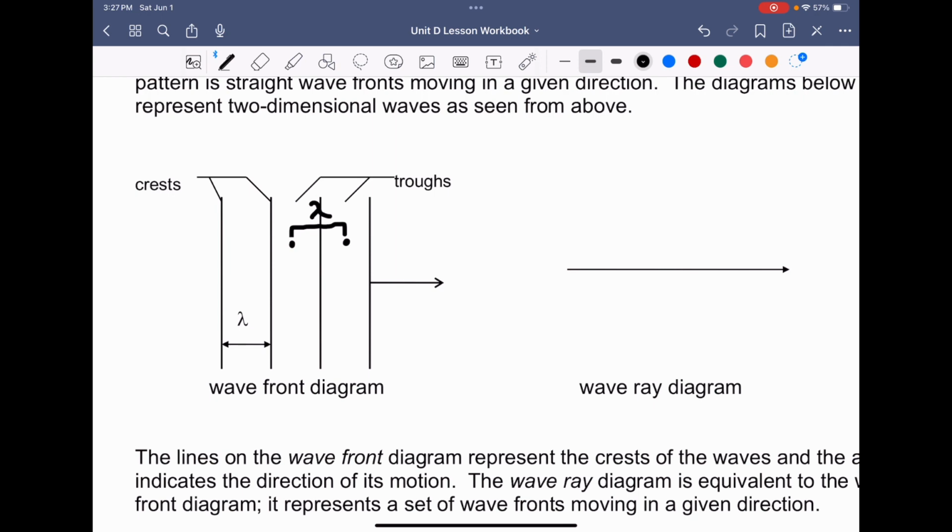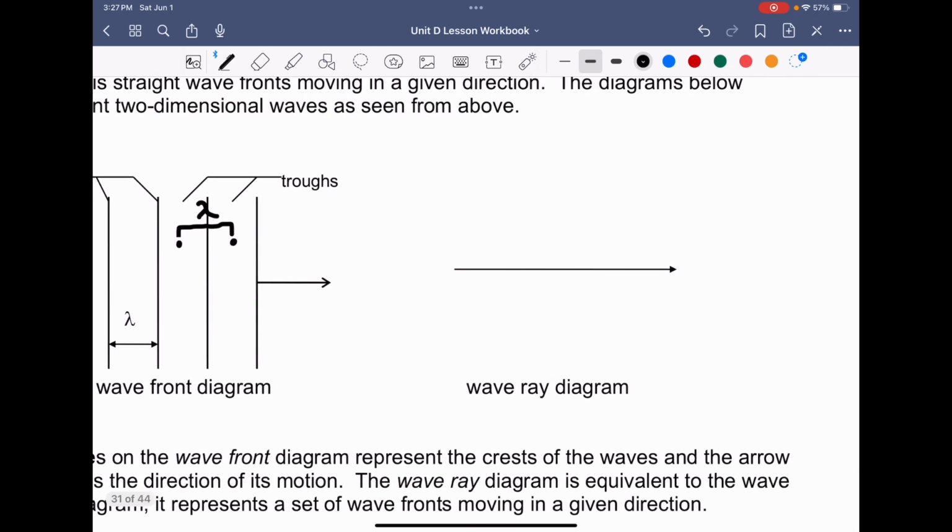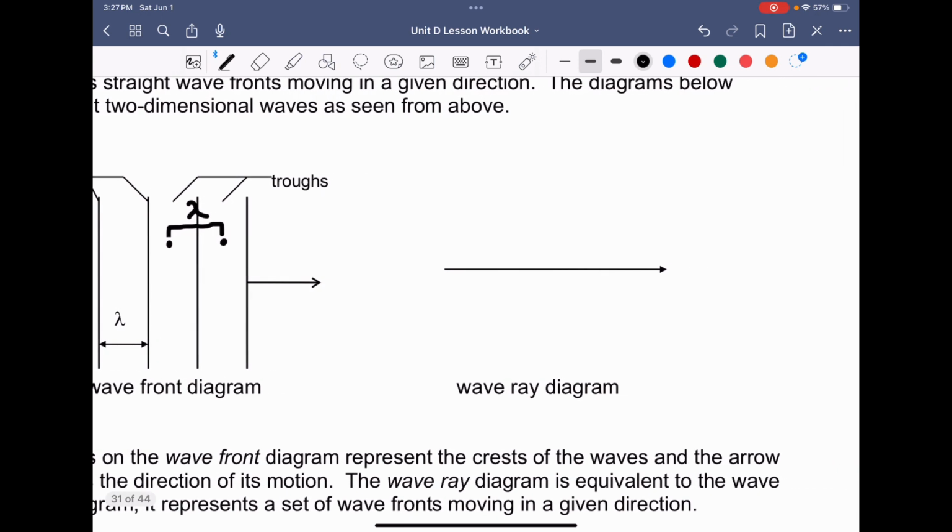Now, a wave ray diagram is just the idea that we have some sort of representation of a wave that is heading towards some sort of boundary. You're going to see what that means in a second, but generally, if we have a wave heading in a specific direction, we can boil it down to simply some sort of vector arrow representing that directional motion of the wave.